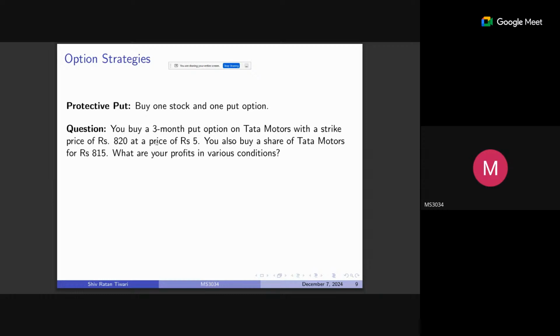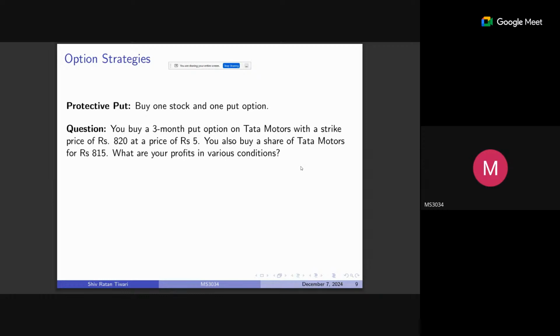What we mean by protective put is that you buy one share of a particular stock and one put option. For example, continuing with our example, you buy a put option with 3 month expiry on Tata Motors with the strike price of 820 rupees, and the put premium is 5 rupees. You also buy one share of Tata Motors, and the current price of Tata Motors is 815 rupees. Let's exercise this strategy and see what your profits are in various conditions.